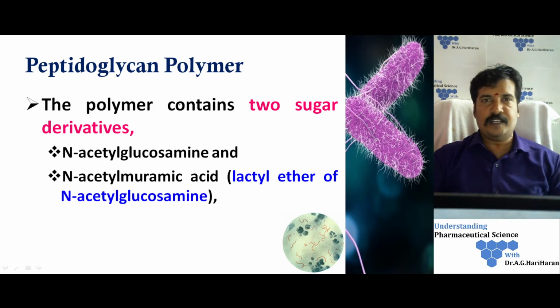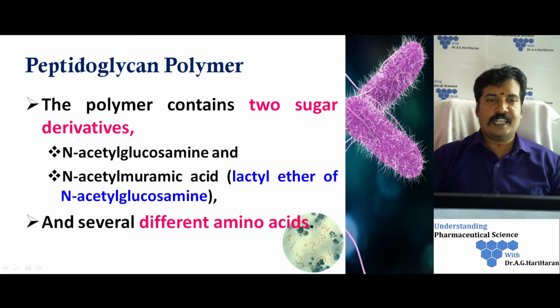It is nothing different from N-acetylglucosamine. N-acetylmuramic acid is simply a lactic acid ether of N-acetylglucosamine. So the 2 sugar derivatives present in this polymer are NAG, that is N-acetylglucosamine, and NAM, that is N-acetylmuramic acid. Apart from this, it carries different types of amino acids. That's why it is called peptidoglycan: glycan part plus protein part.